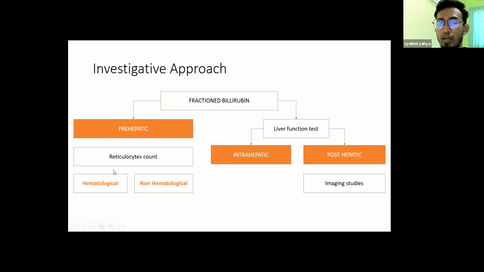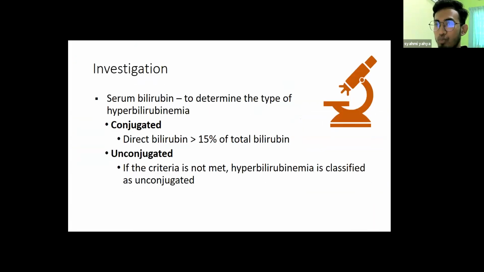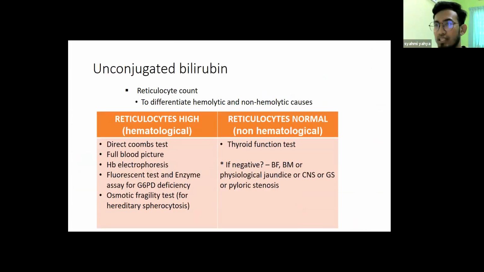For prehepatic, we check the reticulocyte count just to divide whether it is hematological or non-hematological. First we do serum bilirubin to see if the patient has conjugated or unconjugated hyperbilirubinemia. If conjugated, it would be intra or posthepatic. If unconjugated, it could be prehepatic. In unconjugated, we do a reticulocyte count. When the problem is hematological, the reticulocyte count will be increased. If non-hematological, the reticulocyte count will be normal. Why? Because when it is hematological, the body wants to compensate, so reticulocytes will be thrown from the bone marrow into the periphery. If the patient is non-hematological, it may be due to thyroid, breastfeeding jaundice, physiological jaundice, and pyloric stenosis.